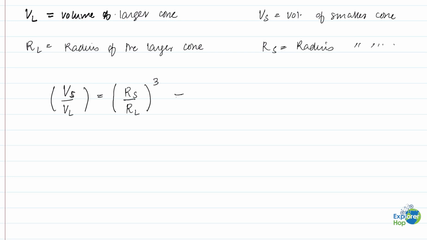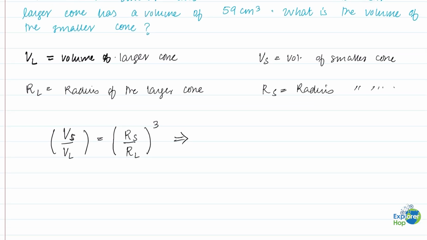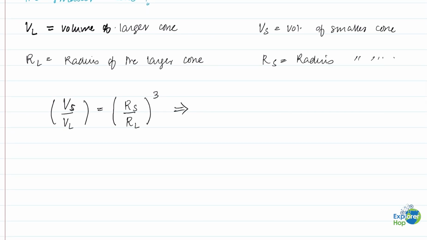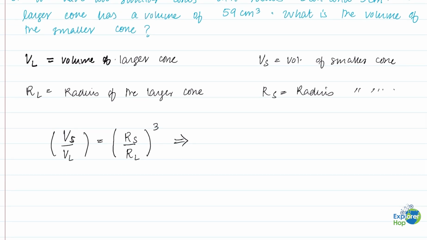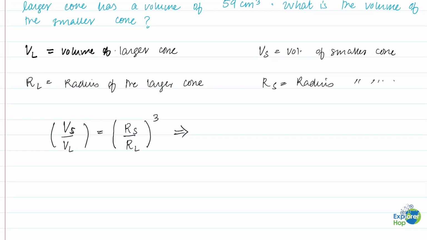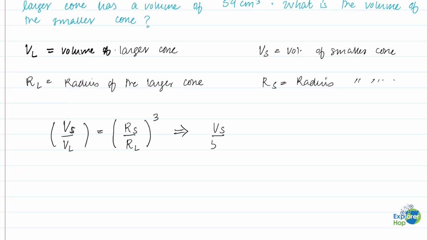So now we will substitute the values inside. Because we know the value of VL, which is the volume of the larger cone, we know the radius of both the cones. So we'll substitute these values inside and we would get Vs over 59 equals 3 over 5 cubed. And we can rearrange the equation to get Vs is equal to 59 into 3 by 5 cubed.